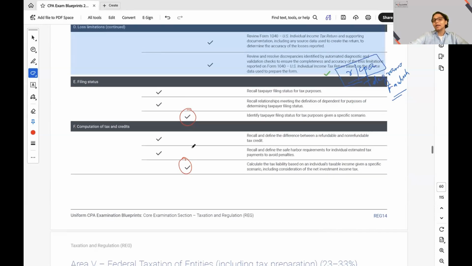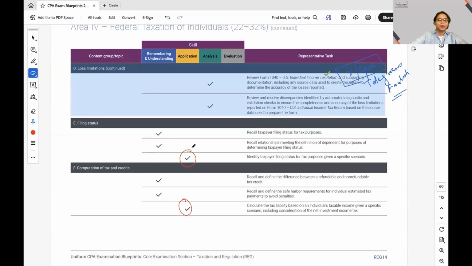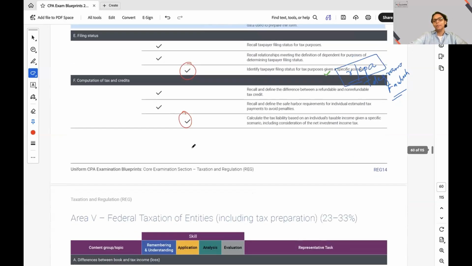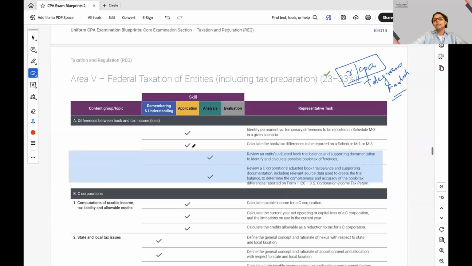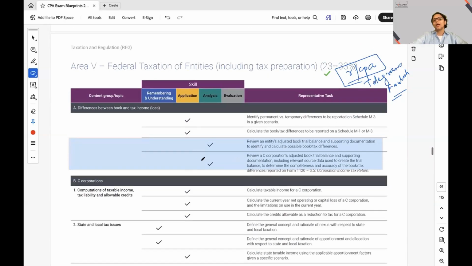So be guided. I will be guided totally by the AICPA paper guides. When I give you Sims, there will be more Sims from the analytical areas than from the application areas. Then this is C corporation. Again, you will see you'll have analytical level.